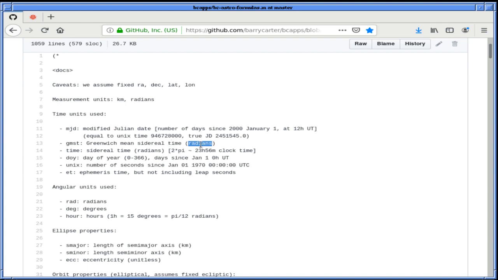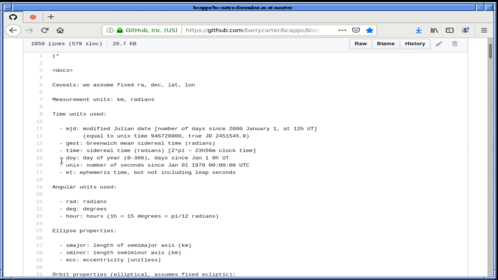So I'm going to measure Greenwich Mean Sidereal Time in radians, which means I'm going to say 23 hours, 56 minutes, that's our sidereal day, I'm going to refer to it as 2 pi. It turns out that's really useful because you don't have to worry about converting to degrees or hours. So time is going to just be the sidereal time. Whenever I need to refer to the sidereal time, not necessarily at Greenwich, it's going to be time, in radians, and the 2 pi is approximately 23 hours, 56 minutes of clock time.